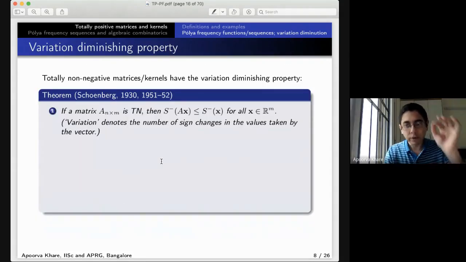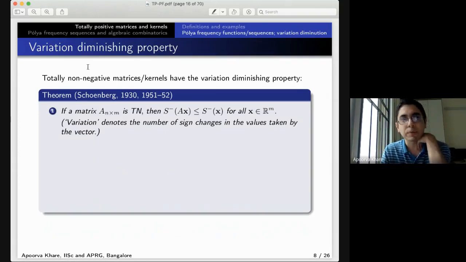Okay, I will not go into the structural properties today, but I will tell you a couple of related properties that Polya frequency functions and Tn matrices satisfy. Schoenberg proved all of these. The first one was for matrices in 1930. If a matrix is totally non-negative, then it diminishes the number of sign changes.